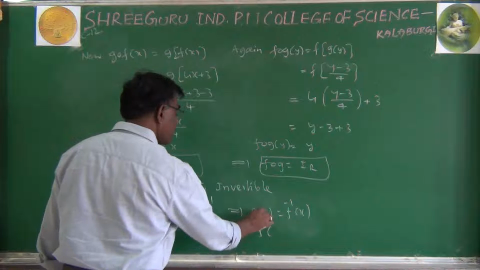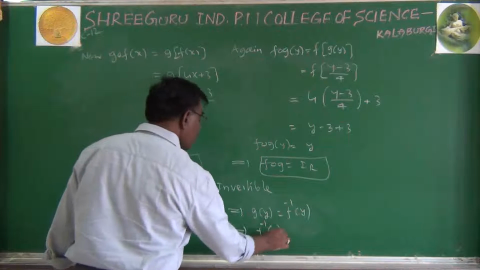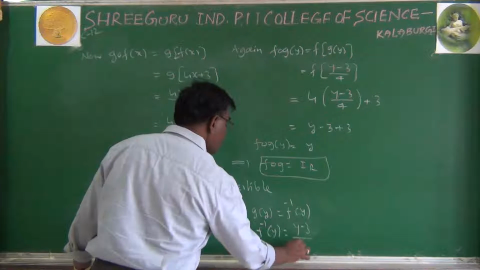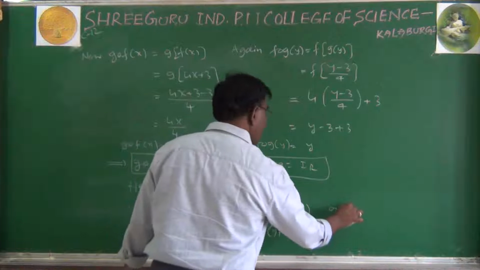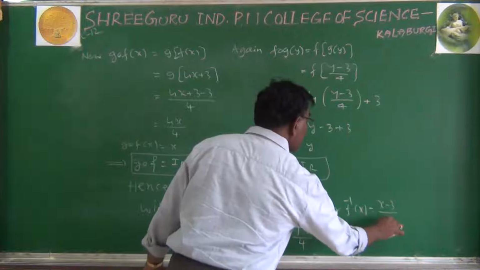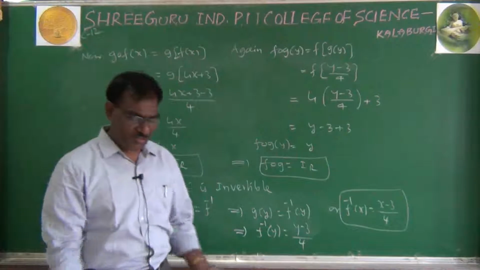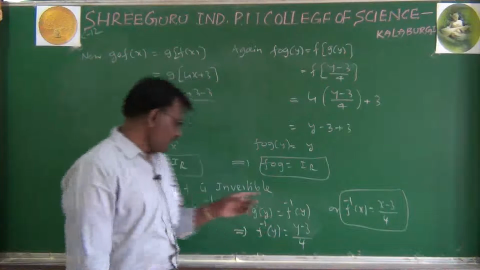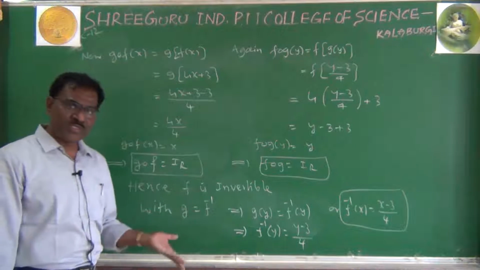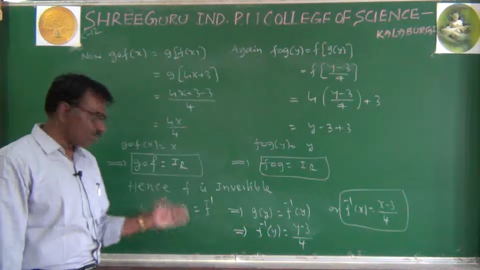Even if you take y only, no problem. So f inverse of y equals g of y, which is y minus 3 by 4. Or f inverse of x equals x minus 3 by 4. So this is called the inverse function. So when f is an invertible function with g equal to f inverse, what is g?